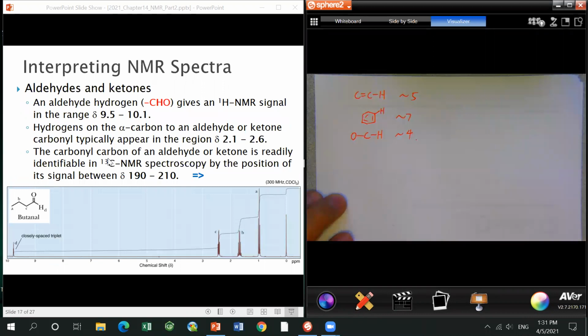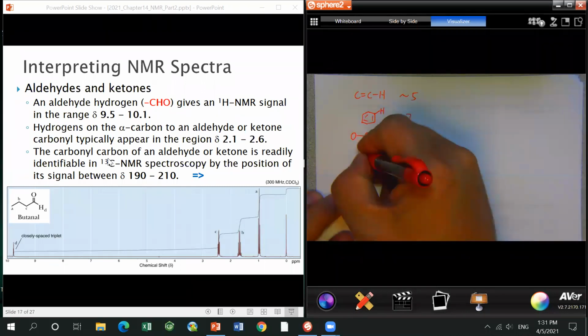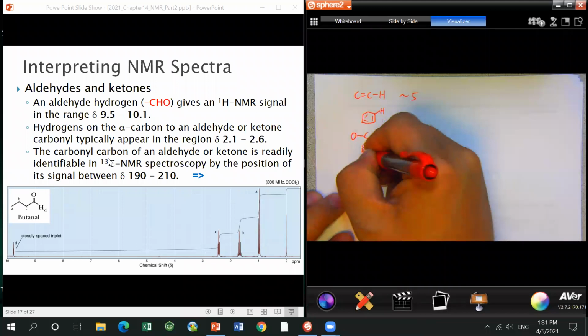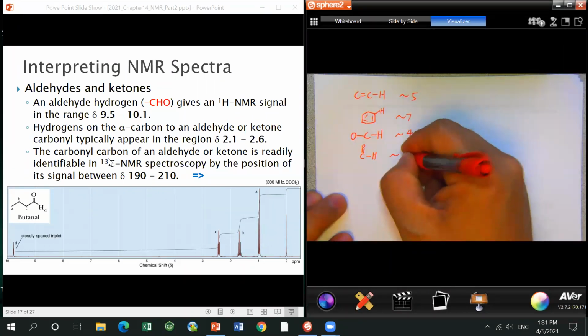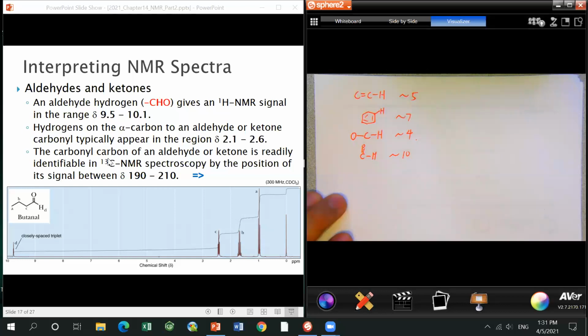So for the aldehyde proton, that's another thing to keep in mind. It has a pretty high chemical shift, about 10. Just remember 10. And another important proton: I want you to keep in mind the hydrogen on the alpha carbon to the aldehyde or ketone, 2.1 to 2.6. So what does that mean?